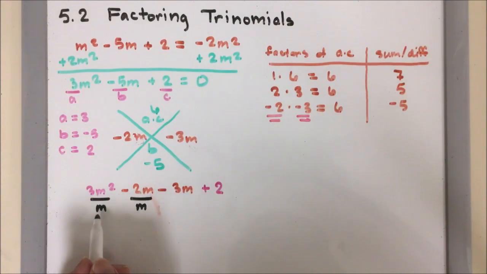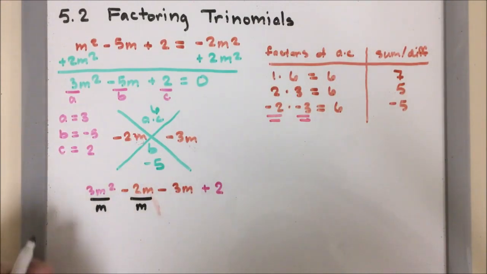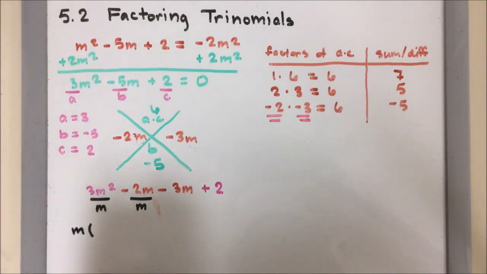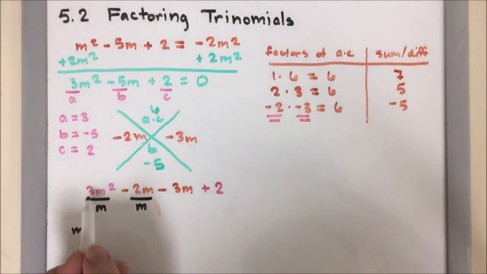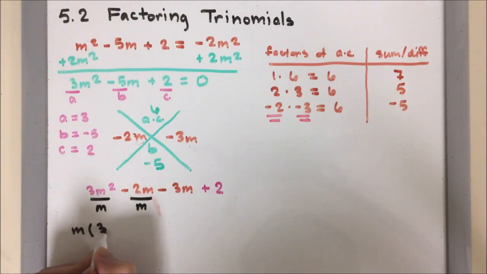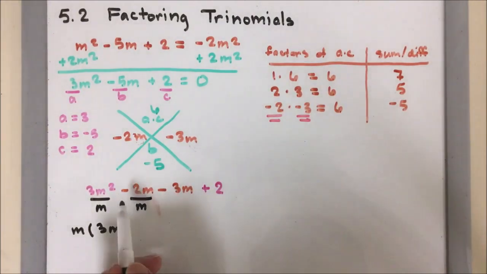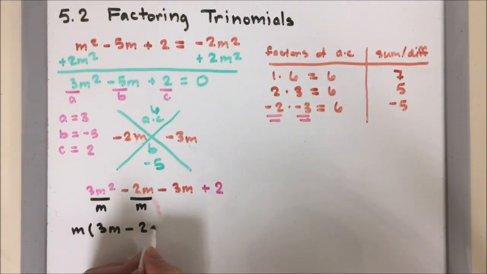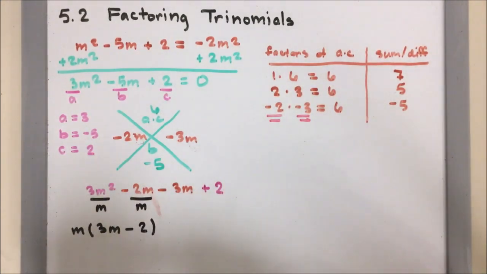Since my GCF, my greatest common factor, is m, I'm going to write it outside the parenthesis, like this. So 3m squared divided by m will be 3m. Negative 2m divided by m will be negative 2 or minus 2, then I close parenthesis.